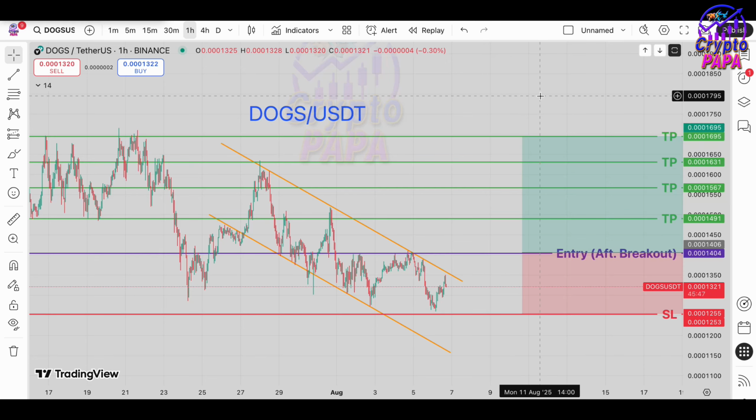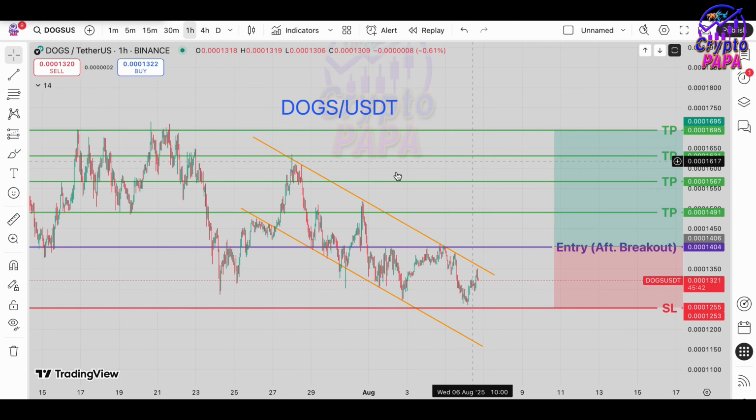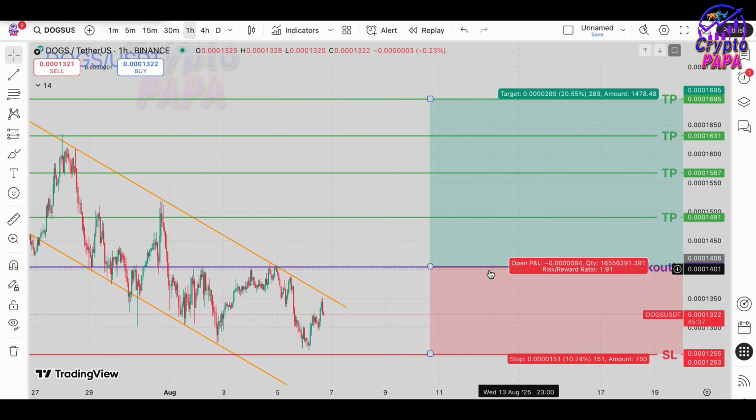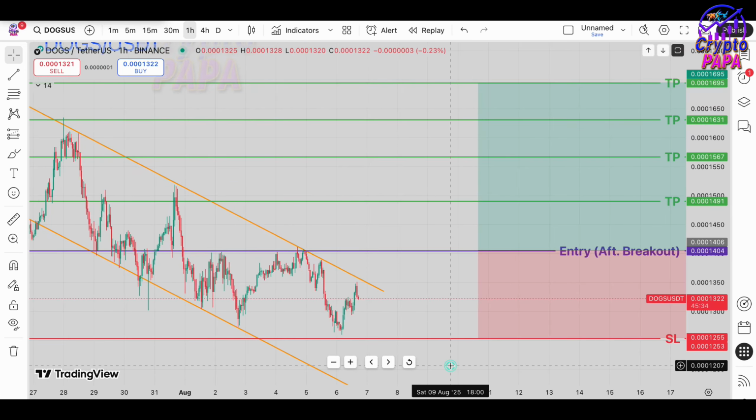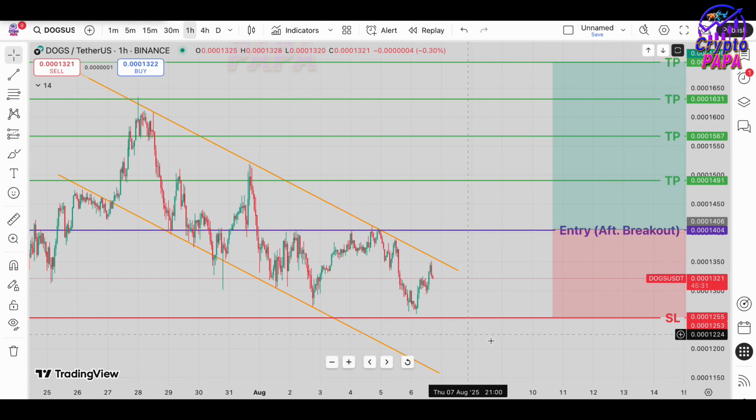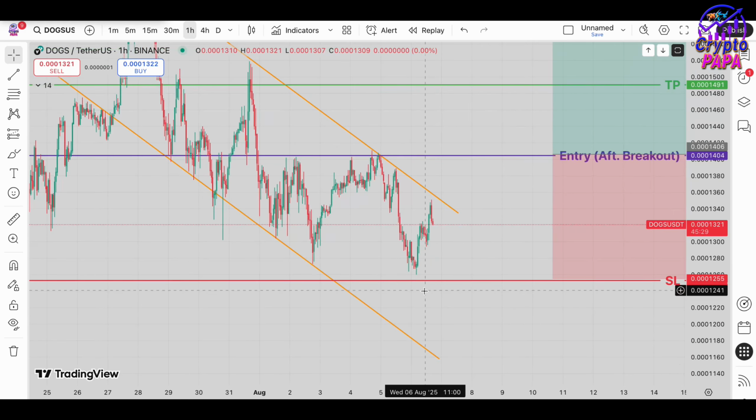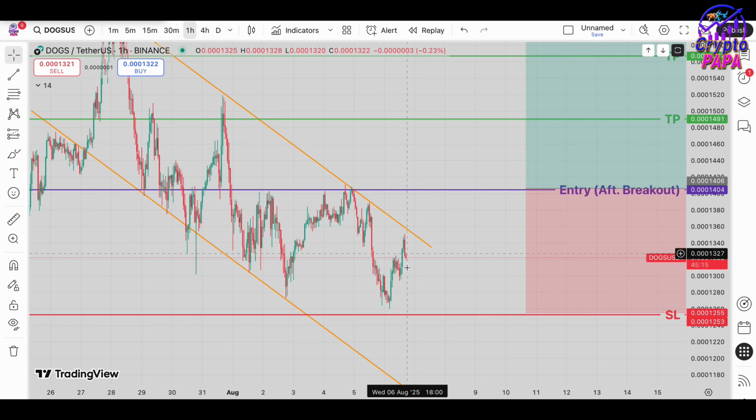Okay, so moving on is the DOGS USDT. This is a very clean descending trend, and currently we are waiting to see how the next movement of the candlestick is. And of course, this is the pin bar. The next candlestick should not be breaking even lower than the previous lower low.